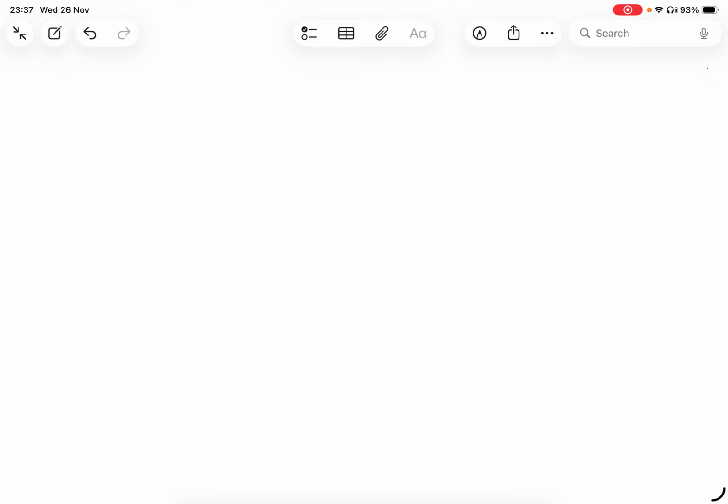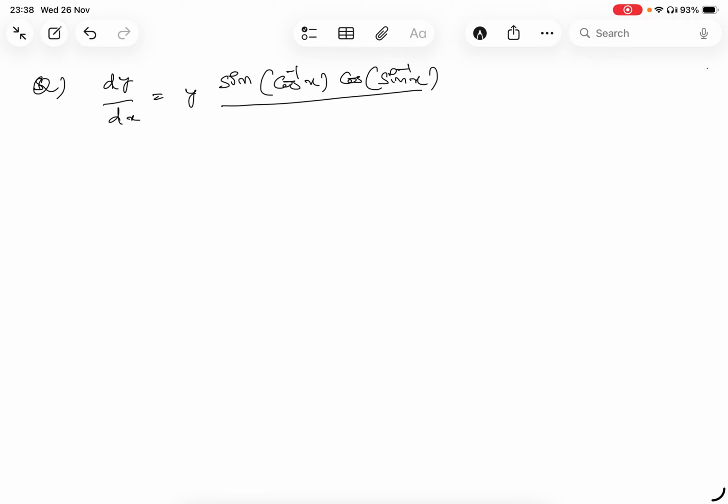Hello, let's solve the differential equation. Sorry, the question: dy by dx equal to y into sine of cos inverse x into cos of sine inverse x by (1 plus x square) whole square. Now y of 0 is 1. This is the initial condition which is given. So let's start this.